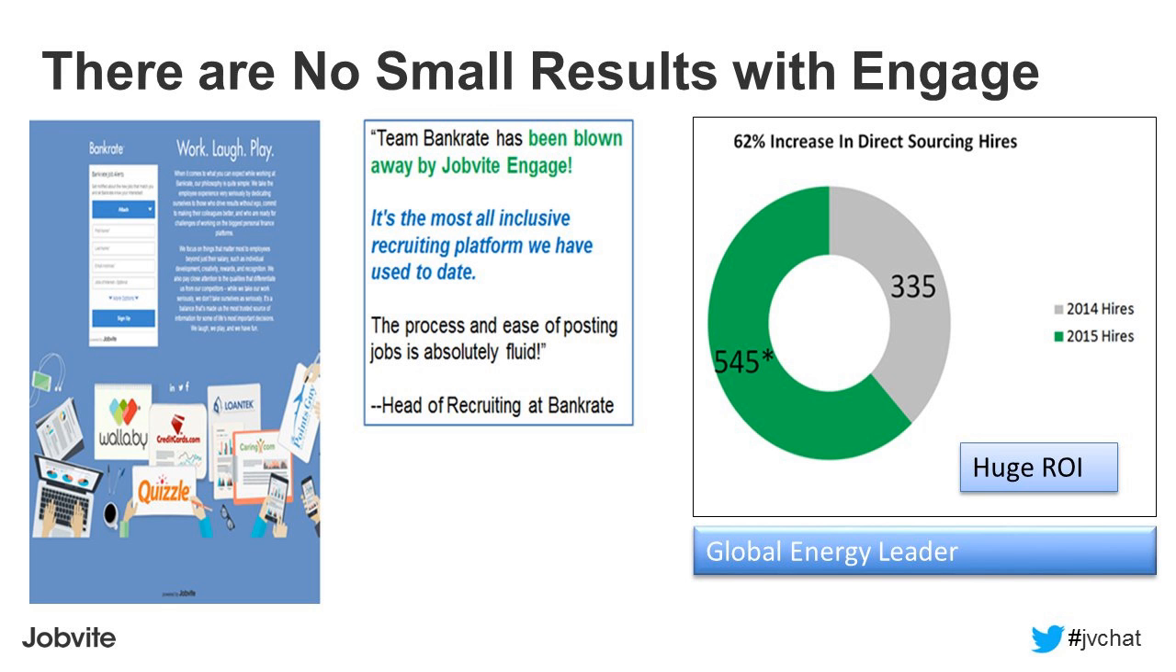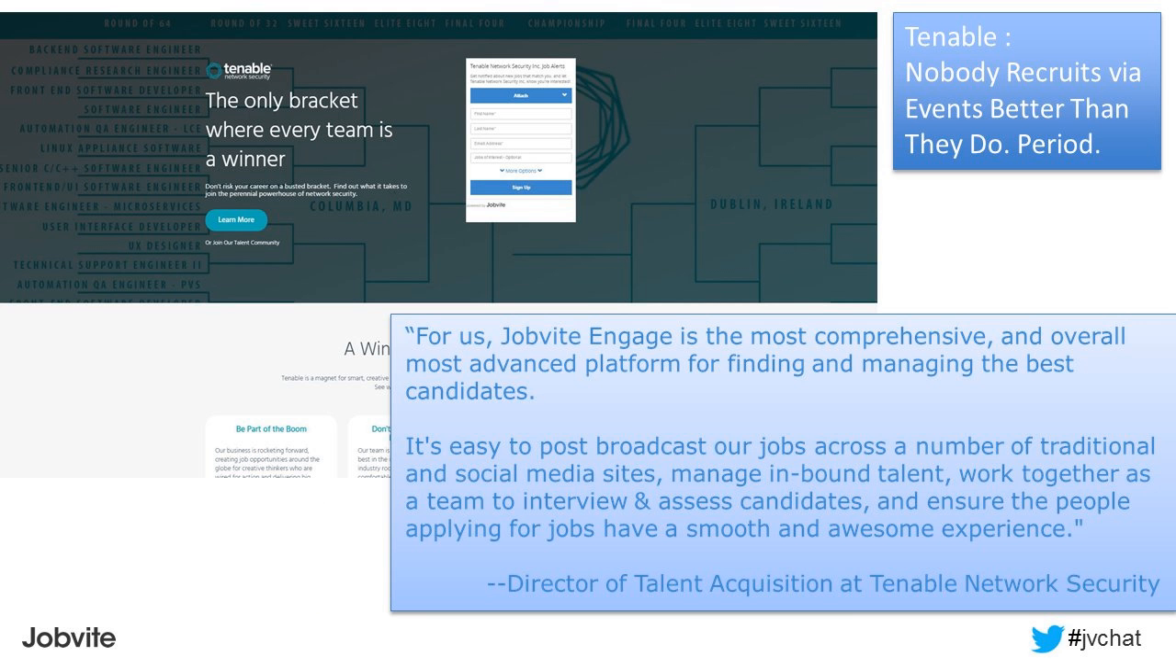Another customer on the right has over 180,000 employees. This is just for their North American team. Literally from year 1 to year 2 using Jobvite Engage professional services, they saw a huge increase in direct sourcing hires, over 62%. And you'll see some snapshots on what they did with university recruiting here in a second. So I wanted to spotlight these guys for a second.